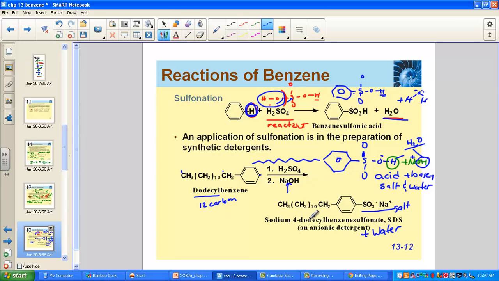Sodium 4-dodecylbenzene sulfonate, commonly called SDS.